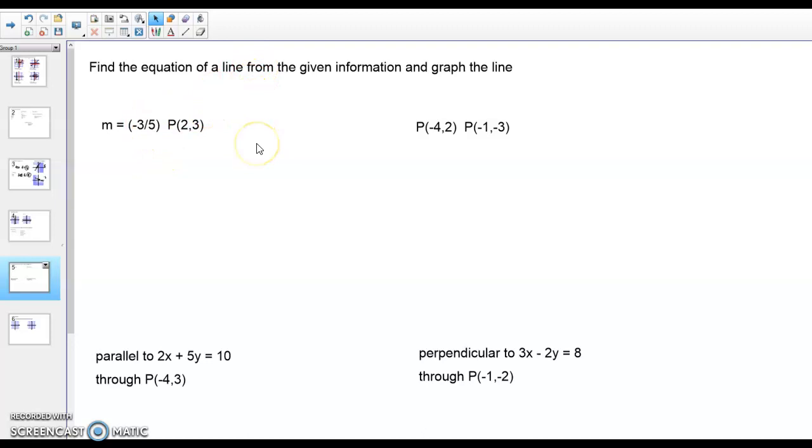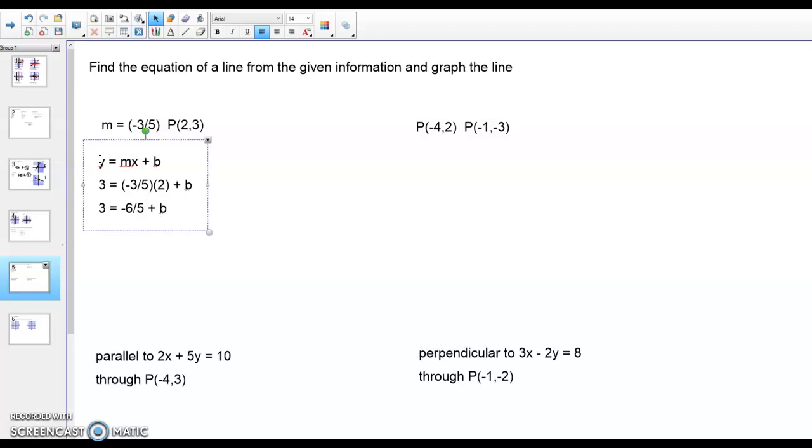Now I'm going to find the equation of a line from the given information and graph the line. The first part is I'm given a slope and a point. So I'm always working at y equals mx plus b. I'm going to plug my 3 in for y, my negative 3/5 in for m, and my 2 in for x, and I'm solving for b. 3 equals negative 3/5 times 2 plus b.